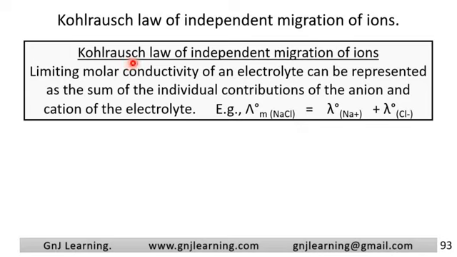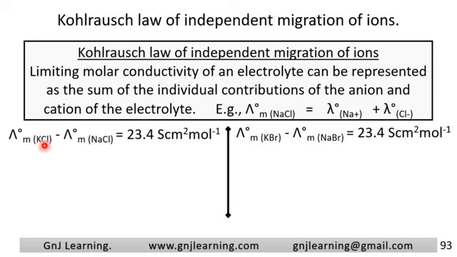This is what Kohlrausch found. How did he find this? Let us see with an example. He took KCl and NaCl, and he drew that graph that we saw in the last slide, from where he got the KCl value and also the NaCl value. From one graph he got the KCl lambda m0 value, and from the other graph he got the NaCl value. He saw the difference between the KCl and NaCl lambda m0 values, and the difference was 23.4.